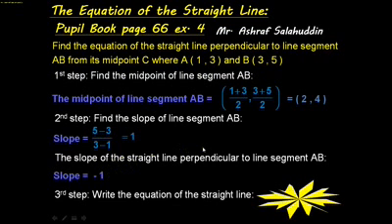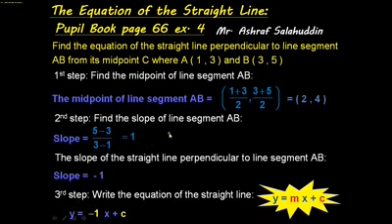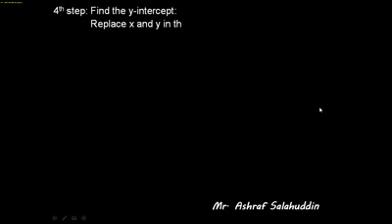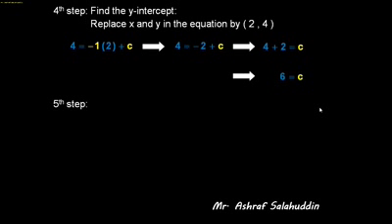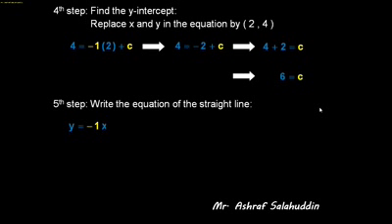So I'm going to write the equation, which is y equals mx plus c. The equation is y equals negative 1x plus c. Now the fourth step, I'm going to find the y-intercept. I'm going to replace x and y by the midpoint, because the straight line passes through the midpoint C, so by 2 and 4. So 4 equals negative 1 times 2 plus c, which is 4 equals negative 2 plus c. I'm going to move negative 2 to the other side. So 4 plus 2 equals c. So c equals 6. Now the equation of the straight line is y equals negative 1x plus 6.